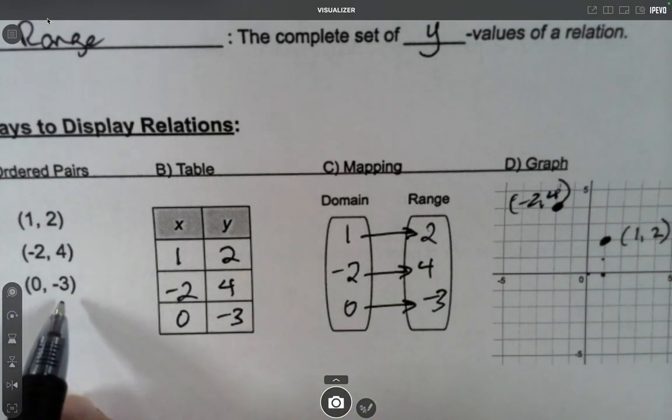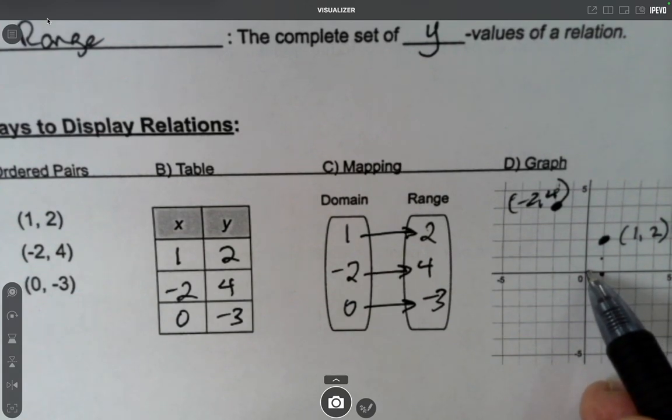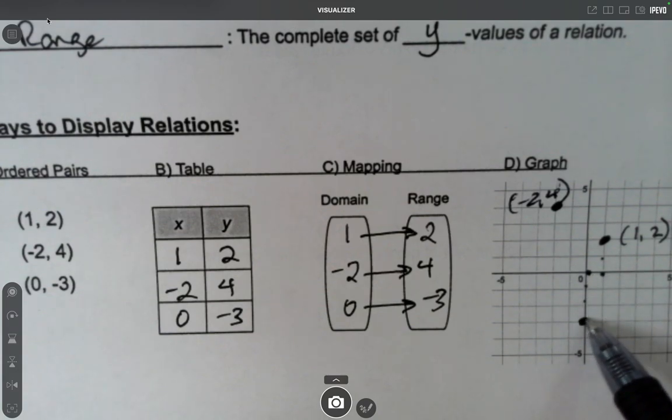Okay, then we have 0, negative 3. So since the first number is 0, that means I stay at the origin. I don't move left or right. It just stays on this line. Now the negative 3 says I go down 3. 1, 2, 3. So these are our 3 points.